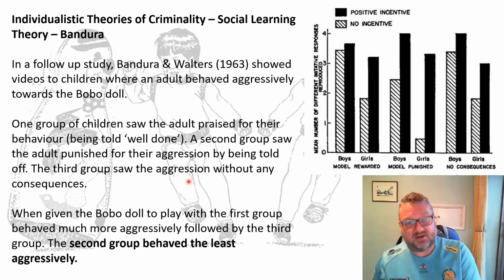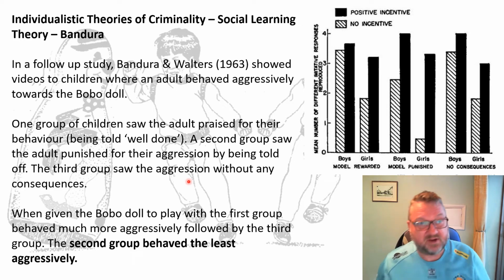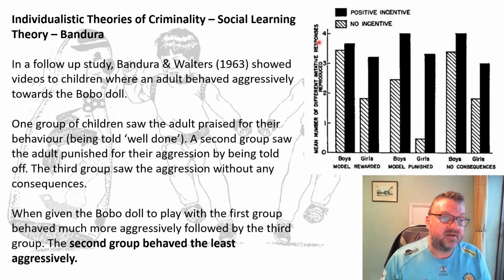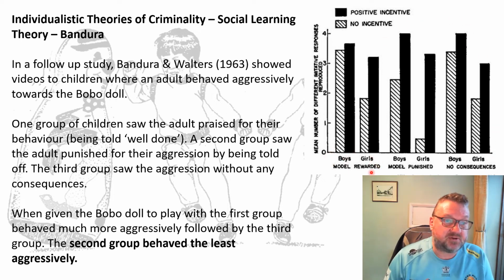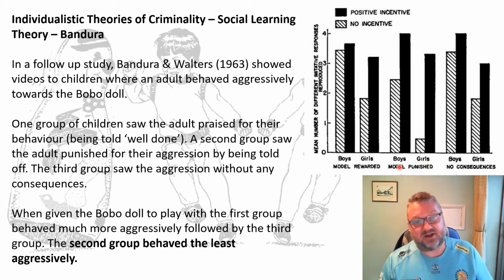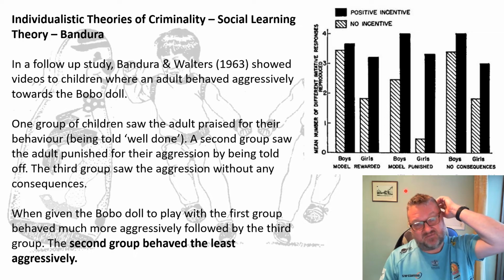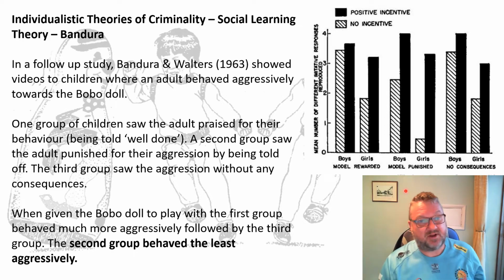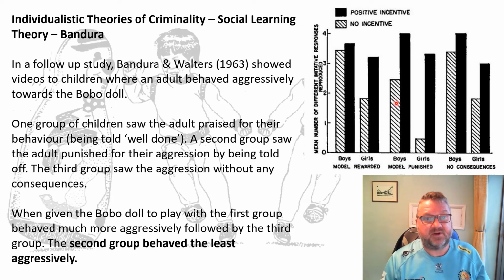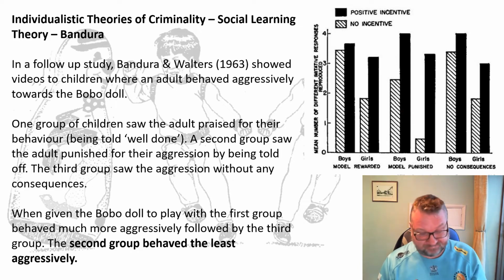They seemed to be learning. So as you can see here, this bar chart shows this. Boys and girls with the model rewarded, boys and girls with the model punished, and boys and girls with no consequences. And you can see very different results there completely. Much lower here with the boys and girls.